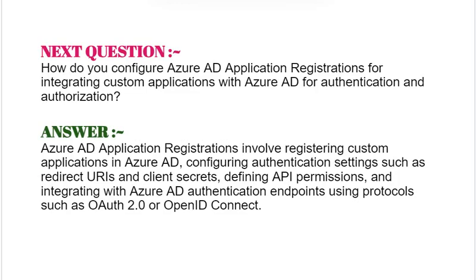Our next interview question is: how do you configure Azure AD application registrations for integrating custom applications with Azure AD for authentication and authorization? Your answer should be: Azure AD application registrations involve registering custom applications in Azure AD, configuring authentication settings such as redirect URLs and client secrets, defining API permissions, and integrating with Azure AD authentication endpoints using protocols such as OAuth 2.0 or OpenID Connect.